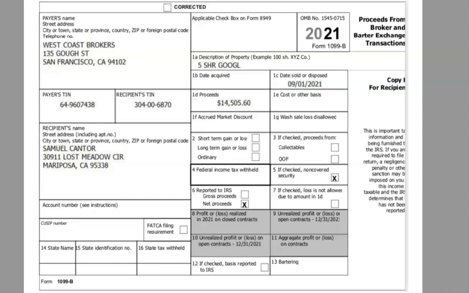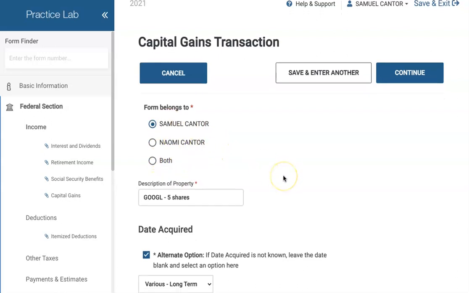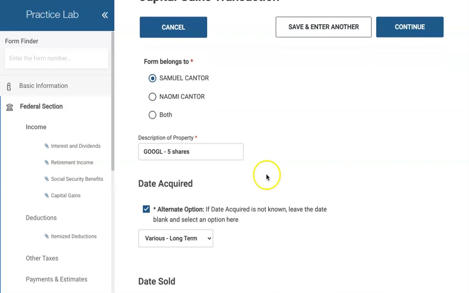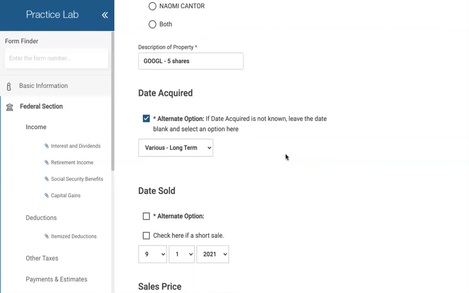So let's turn to TaxSlayer. What does this transaction look like in TaxSlayer? First, we've checked Samuel Cantor because this was an inheritance, but quite frankly, it makes no difference whether you had checked any of these. It's not going to move the tax consequences at all. Second, the description of property, you have 30 characters there. Some returning counselors may think they only have 15 because that used to be the limit. If you find they're abbreviating that unnecessarily, you can let them know.